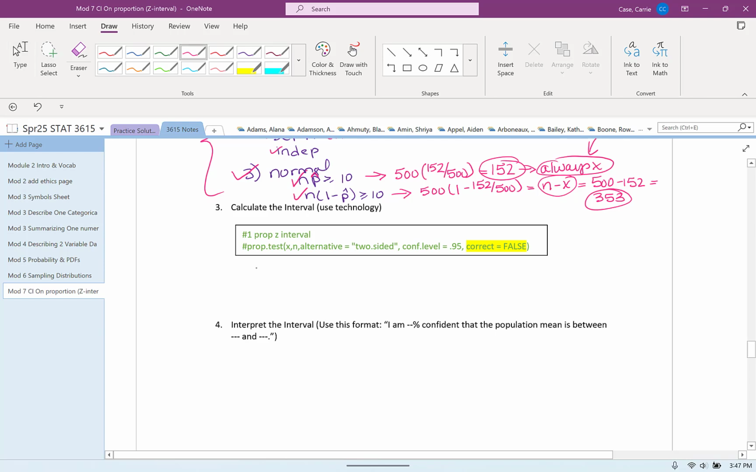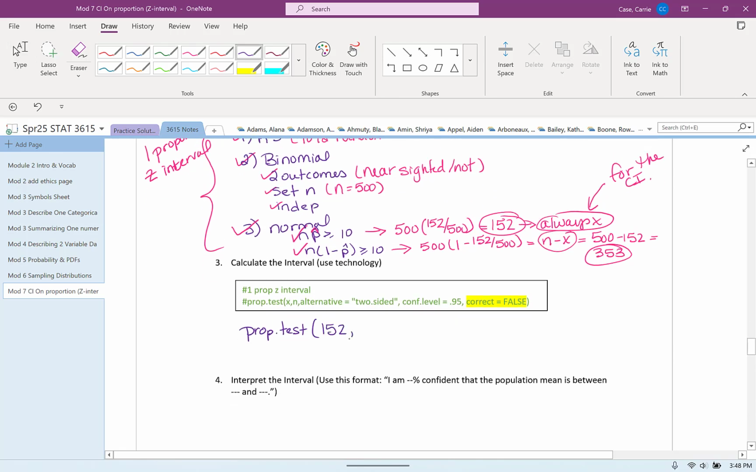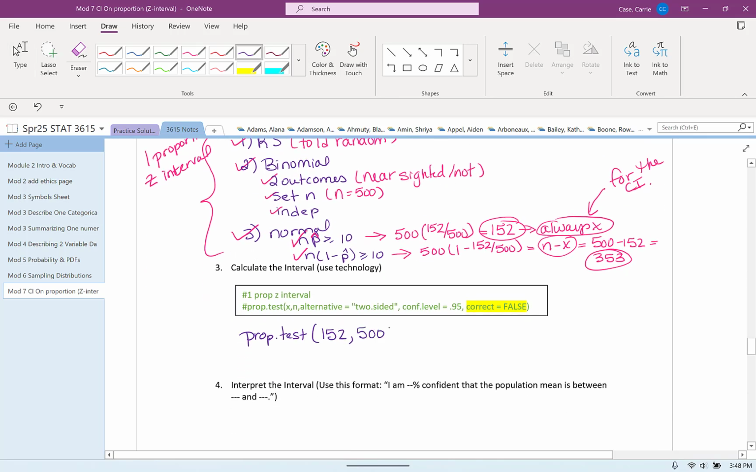So for our scenario, we're going to have prop.test, parentheses, x for us was 152, n for us is 500, and we don't say x equals 152 and n equals 500. We just put the numbers in, so order matters for those two. I think for the rest of it, it doesn't. You can put the other three things in any order and it's fine.